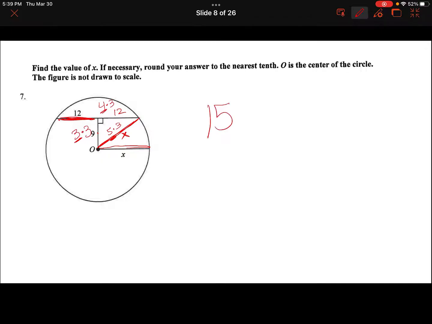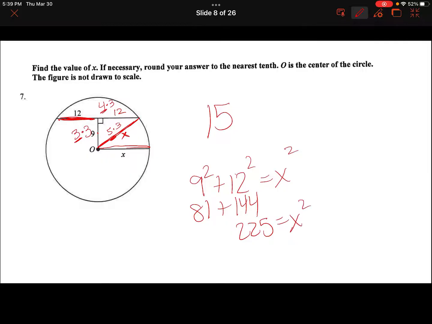Now you absolutely could have just done the Pythagorean theorem there and said 9 squared plus 12 squared equals x squared. So 81 plus 144, which is 225, equals x squared. So x is the square root of 225, which just so happens to be 15.